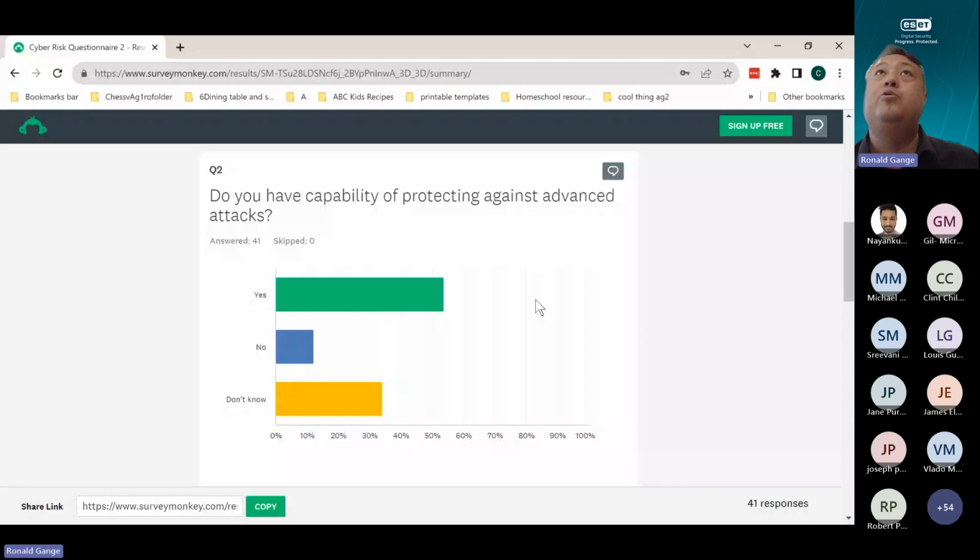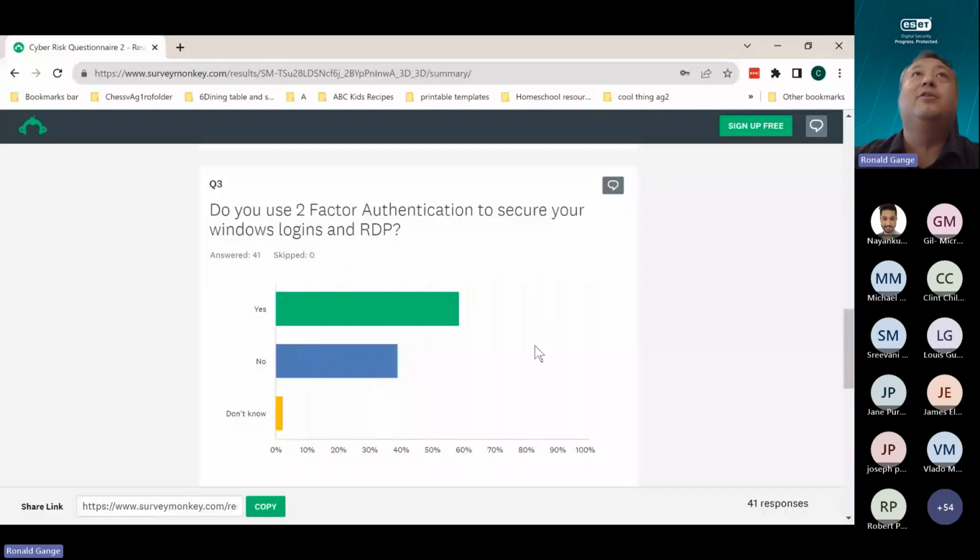Awesome. And do you use 2-factor authentication to secure your Windows logins and RDP? I'm glad to see that a lot of people are saying yes, and that's a pretty good percentage. ESET makes it easy to provide 2-factor authentication to secure Windows logins, as well as RDP, VPNs, and different types of online systems as well, using ESET Secure Authentication. So please do reach out if you are interested in knowing more about ESET Secure Authentication. This is also included as a standalone product, as well as a part of our Elite bundle.